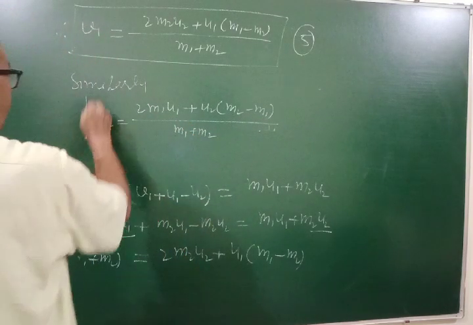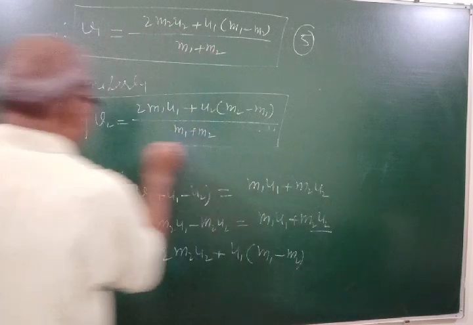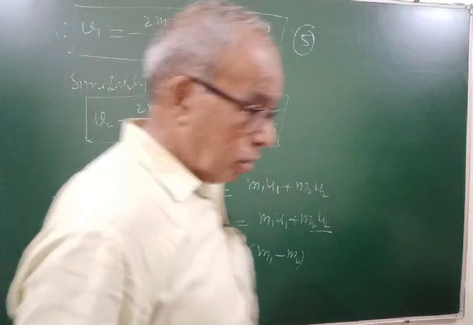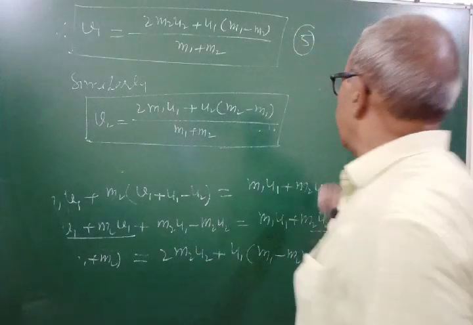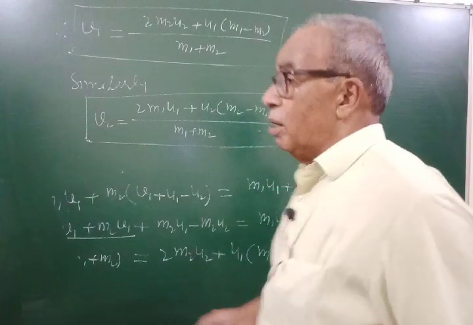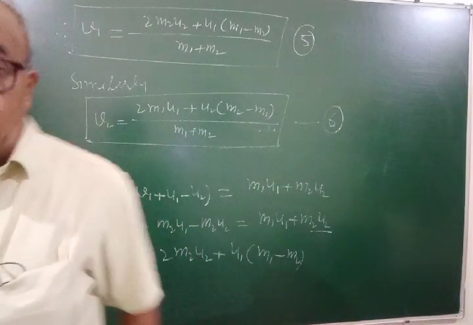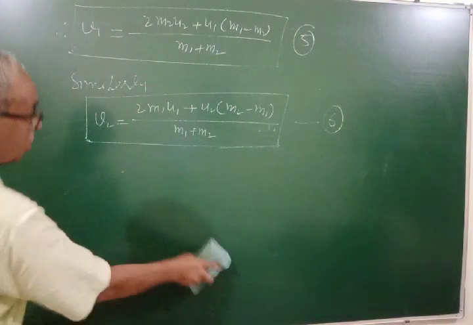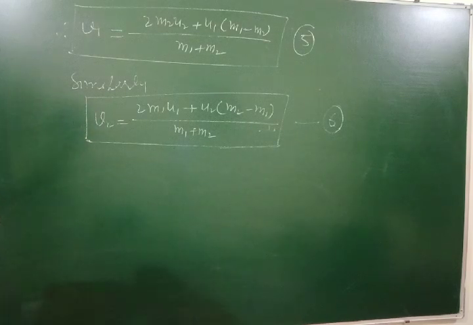So these are the values of velocities after collision when two balls collide elastically while moving in the same direction. One-dimensional motion है उनका. So these are the velocities. It is very necessary to remember the result.